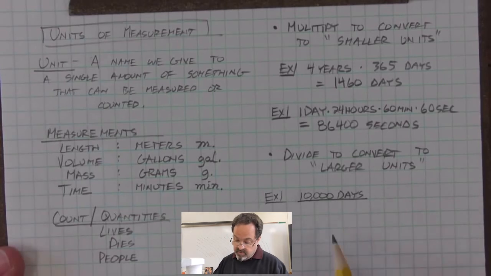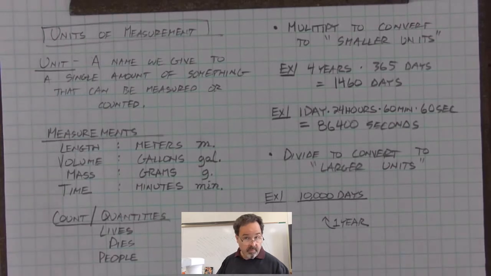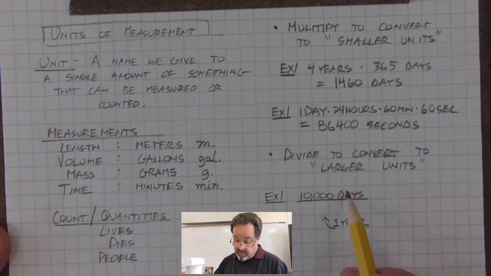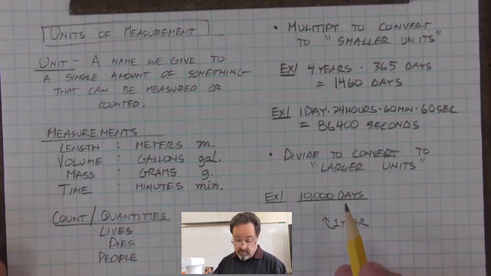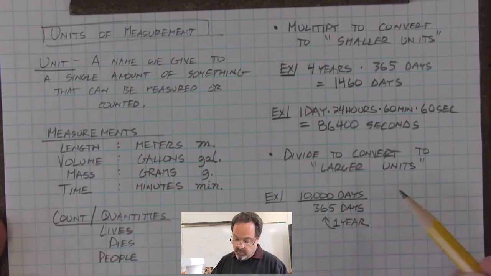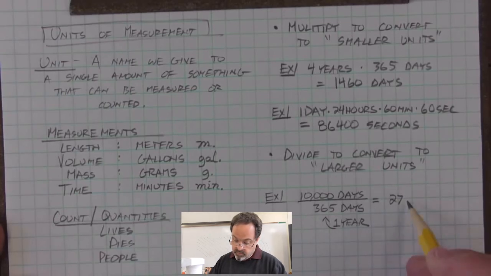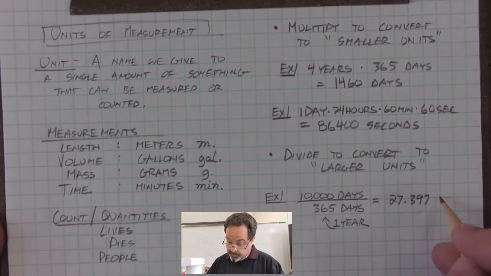We divide the 10,000 days by a year to convert it to years. But the number that we want to divide by is not 1, but 1 year in days, so that these units in the division are the same unit. So we're going to divide by the number of days in a year, 365. When we do this division, we'll need a calculator. We will come out with approximately 27.397 years.